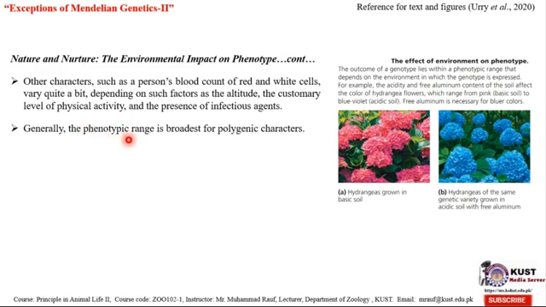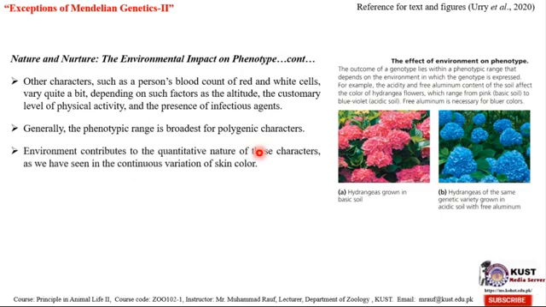Generally, the phenotypic range is broadest for polygenic characters. So if a character is controlled by more than one gene, then there will be several phenotypic variations for such characters. Examples being the skin color, the eye color, the height, etc., where a lot of variations are exhibited by the individuals in the population.